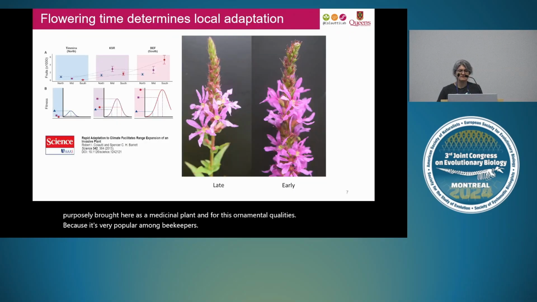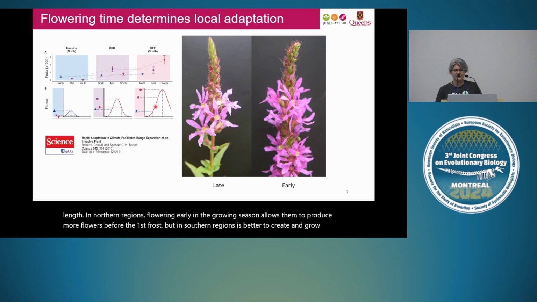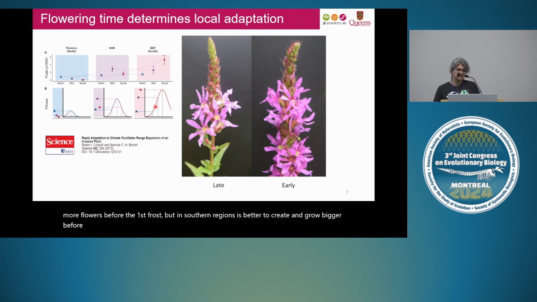This plant has rapidly evolved differences in flowering time to adapt to differences in season length. In northern regions, flowering early in the growing season allows them to produce more flowers before the first frost. But in southern regions, it's better to wait and grow bigger before flowering. This adaptation is genetic in nature because if we grow seeds from plants from different latitudes under the same conditions, they will maintain this pattern of flowering time.